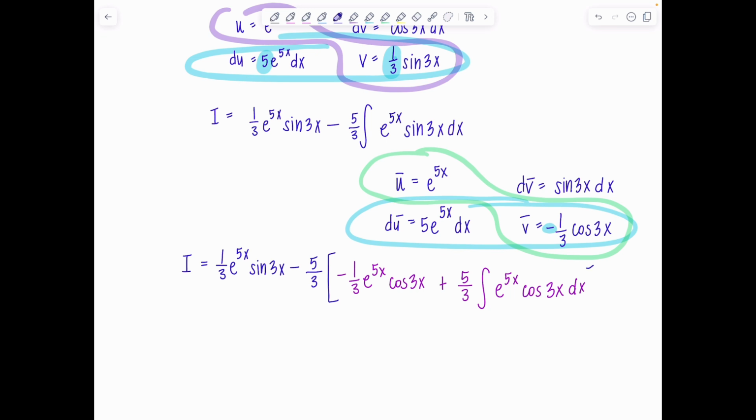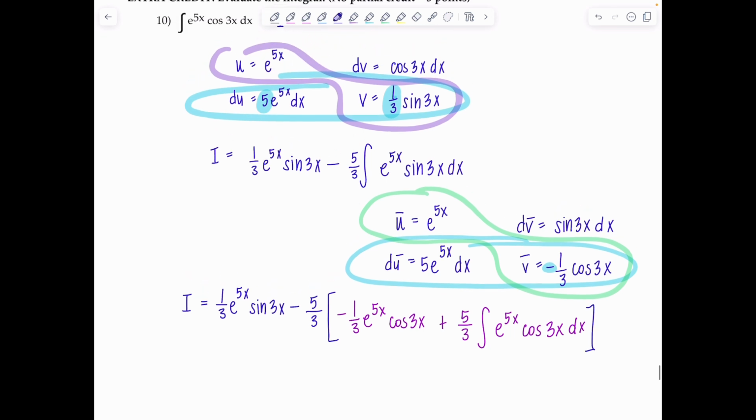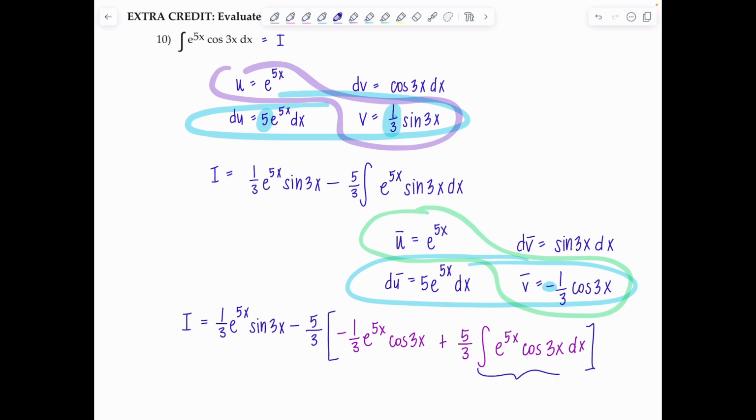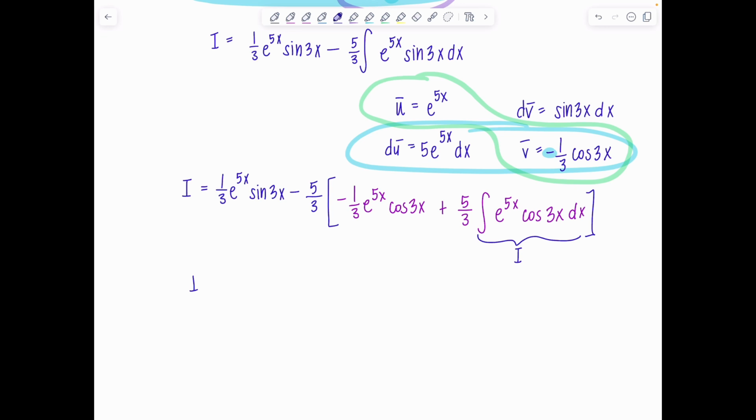Good? Great. Has our boomerang come back to us? Why, yes, right here it is. That's I right there. So let's start cleaning up. I equals 1/3 e to the 5x sine 3x plus 5/9 e to the 5x cosine 3x, and then be so careful. So I've got negative 5/3 times positive 5/3. So what is that? Minus 25/9 I. I'm replacing this whole integral with I.